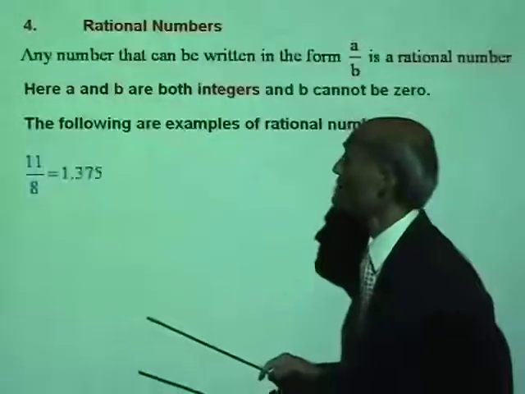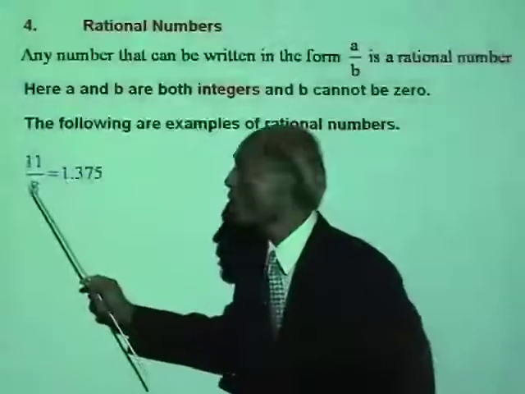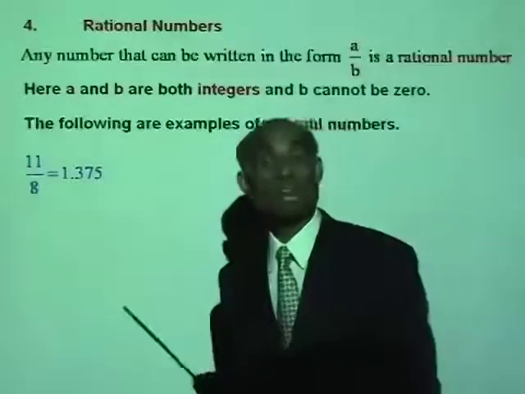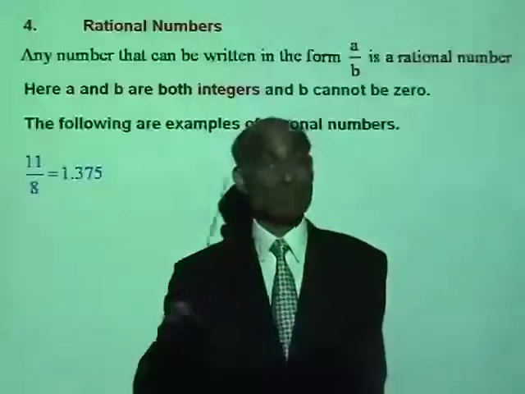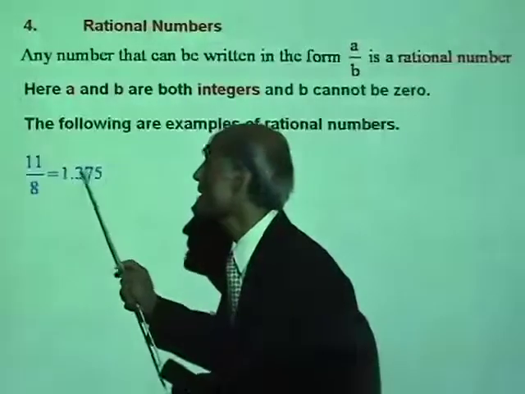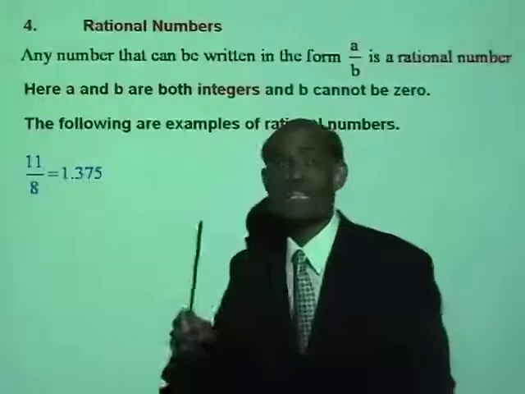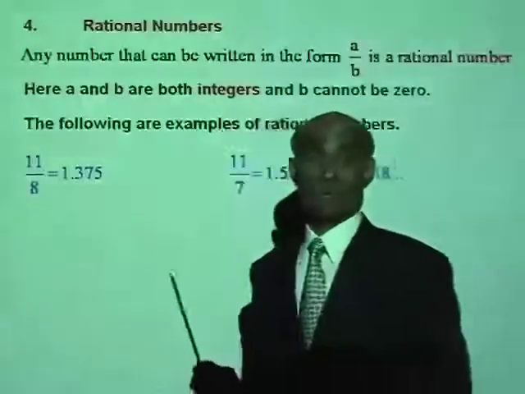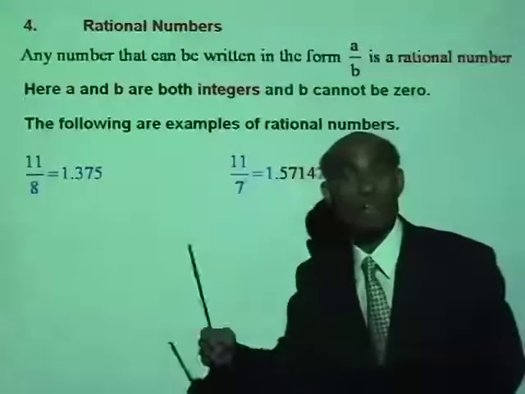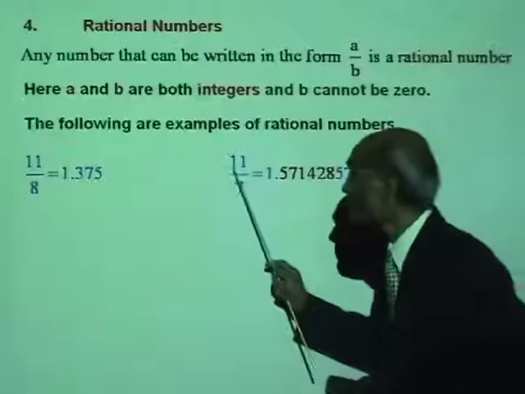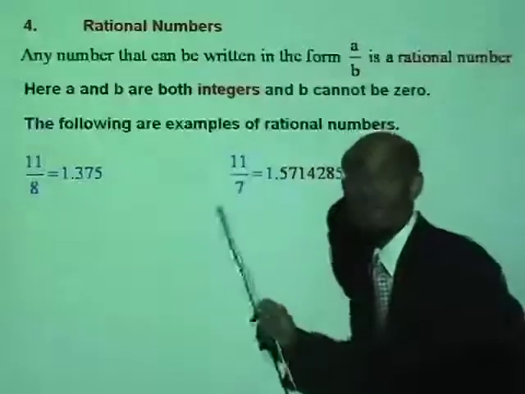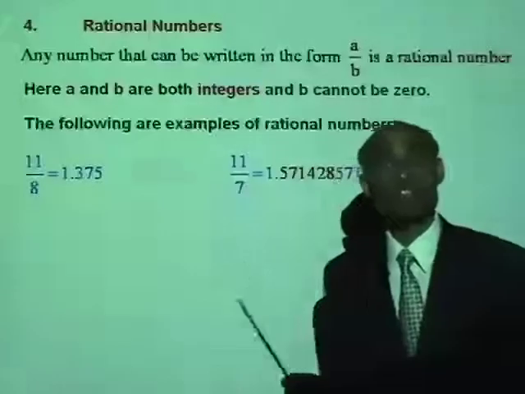Now, I'm going to show you some numbers. Look at this. 11 over 8 is a rational number, and if you write it as a decimal, if you have a calculator, try this. 11 over 8, you will get 1.375. Alright? 11 over 7 is another rational number, any number of the form an integer divided by an integer.